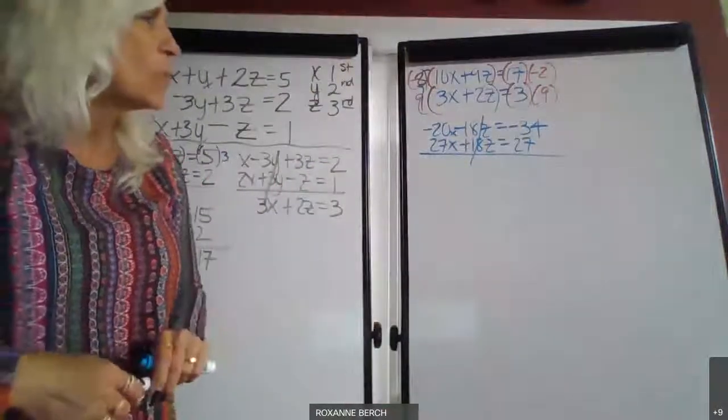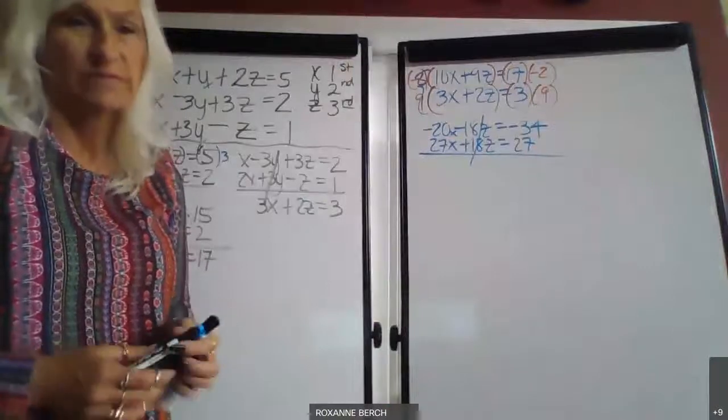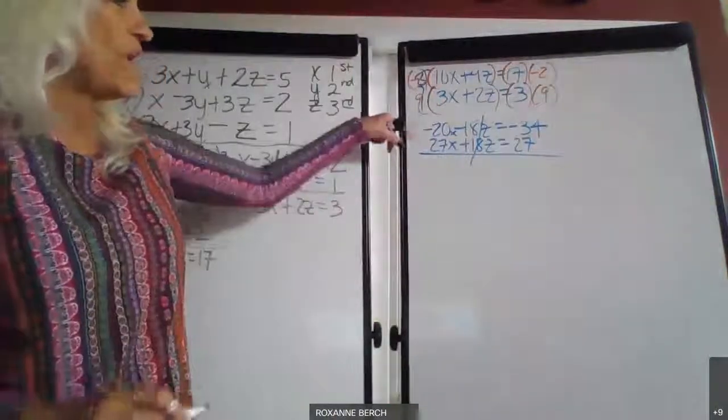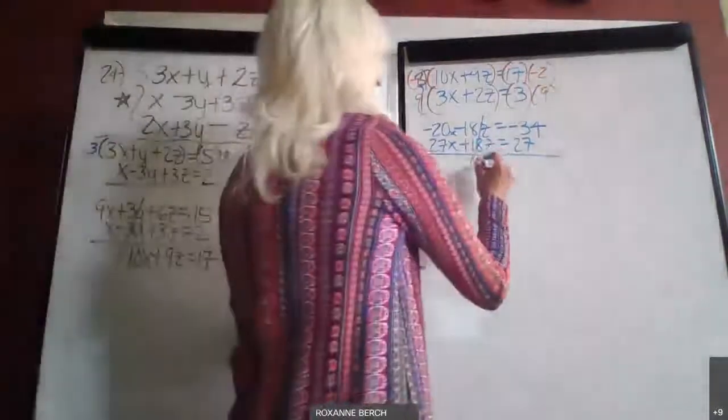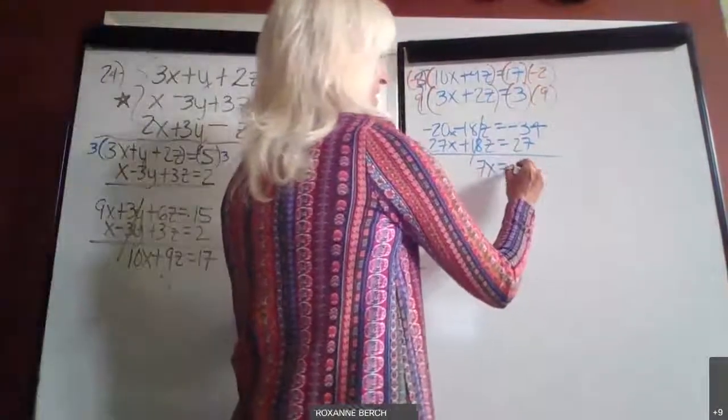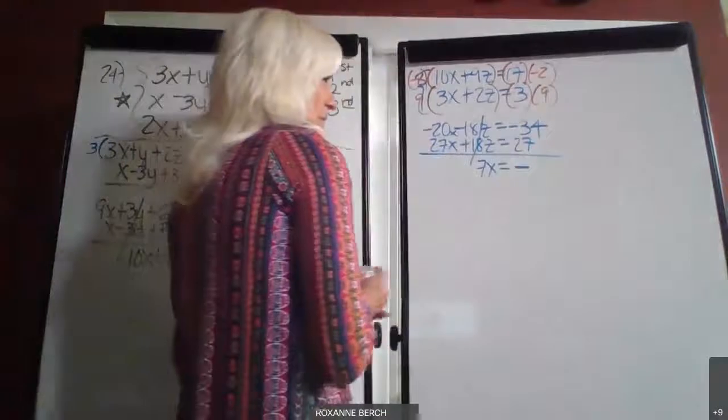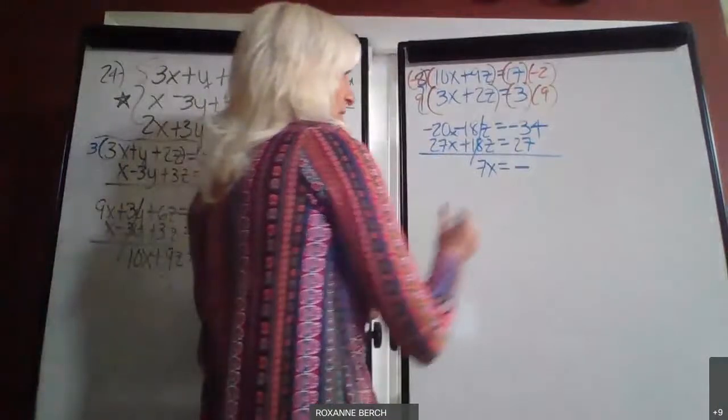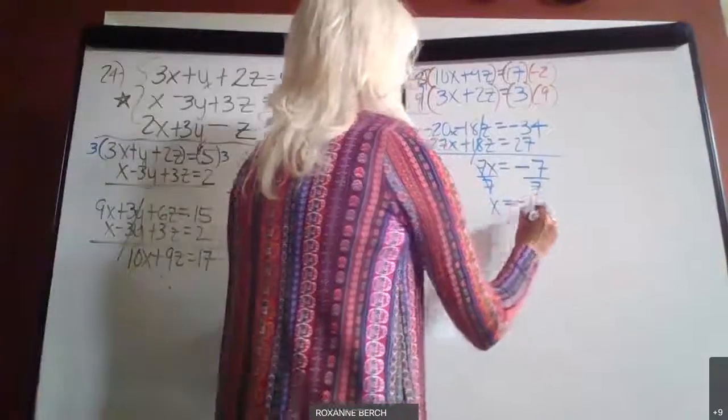So now we can solve for x. So when you add that, you get a positive 7x, and this is going to be a negative 7. And we get x is equal to -1.